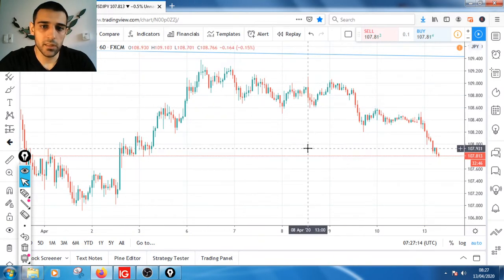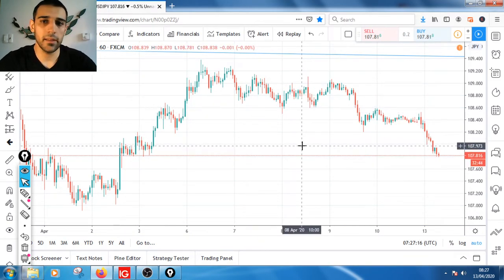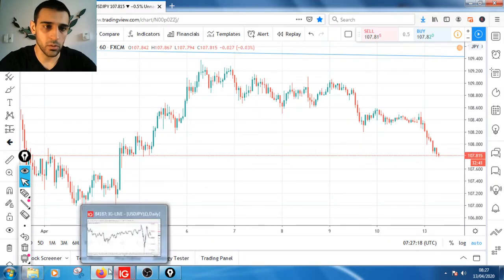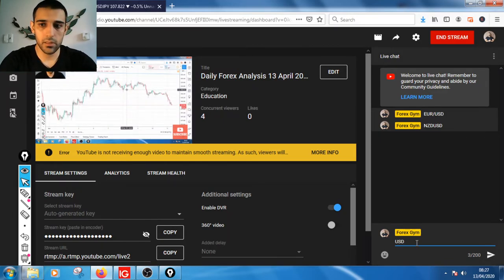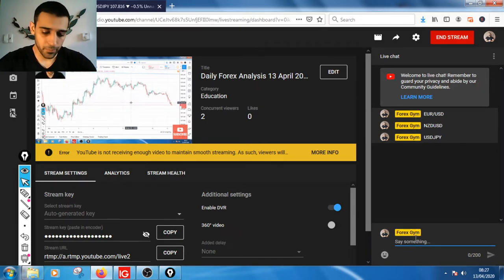So we've discussed the entries, exits, and the stop losses. So I'll cover pretty much this one, all US dollar, Japanese yen. So now let's write in here USDJPY. So we've got three, and one more currency. So which currency to analyze?